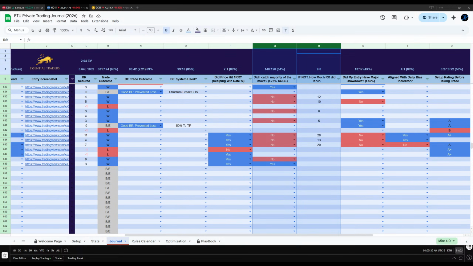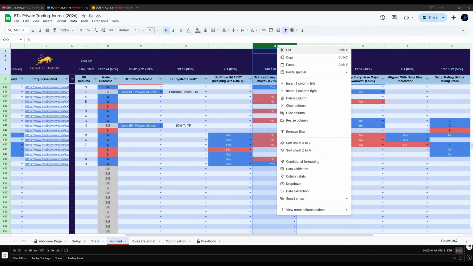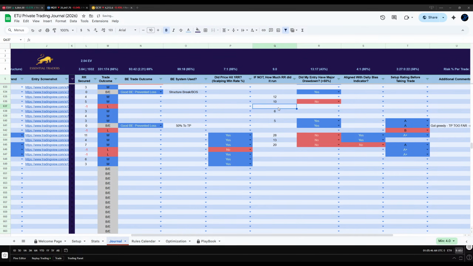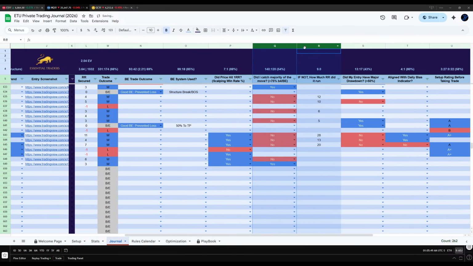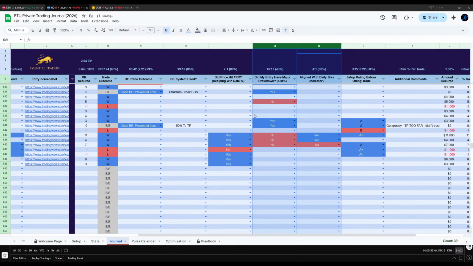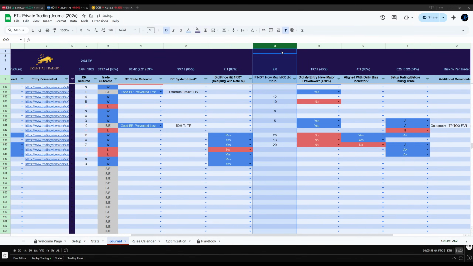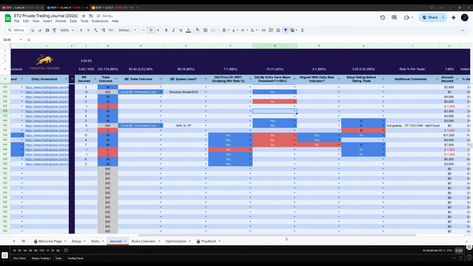Here, I'm gonna delete these two columns. Let me just delete one by one just to make sure. Alright, I do have a backup just in case you ever want to bring those columns back, but this should save you time.